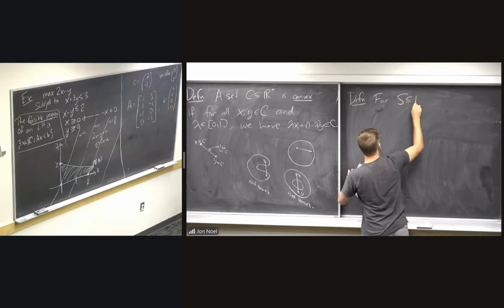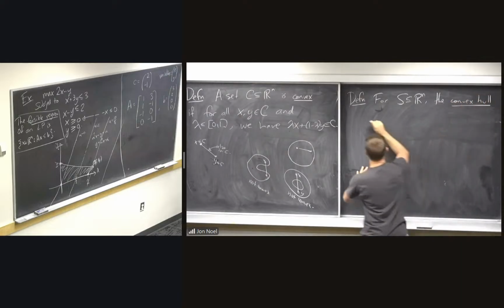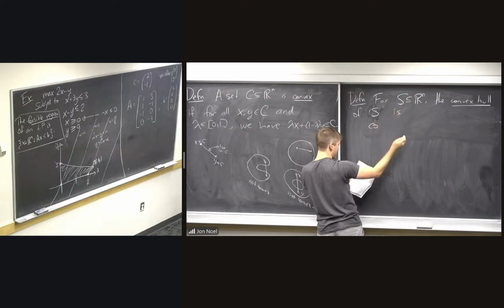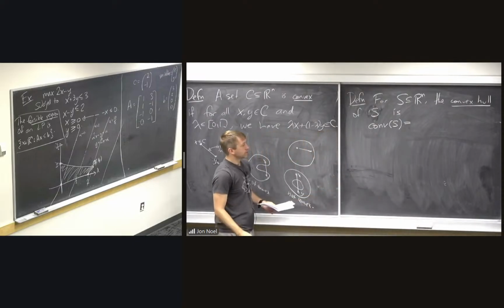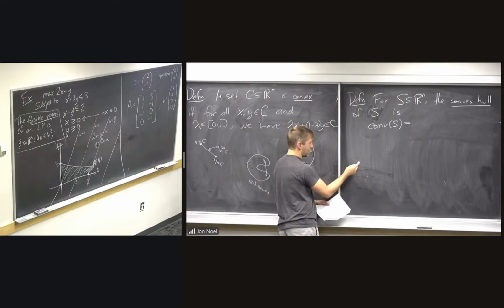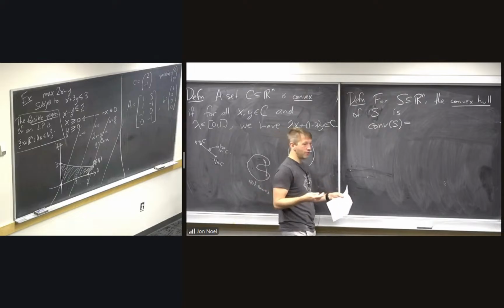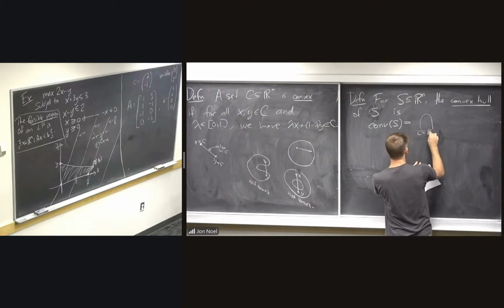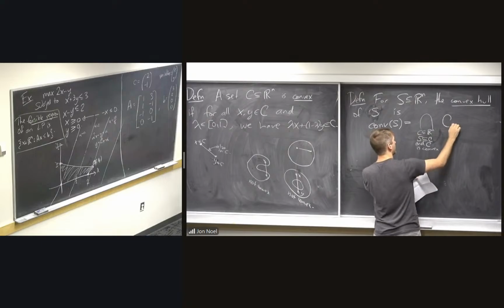So for a subset S of R^n, the convex hull of S, the notation is conv of S. Basically if I have a bunch of points in R^n, I want the convex hull to be the smallest convex set that contains all of them, which in other words is just the intersection of all the convex sets that contain S. So it's the intersection over all C that's a subset of R^n such that S is a subset of C and C is convex, of C.